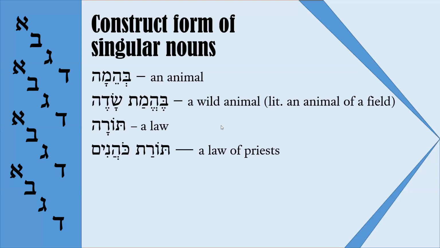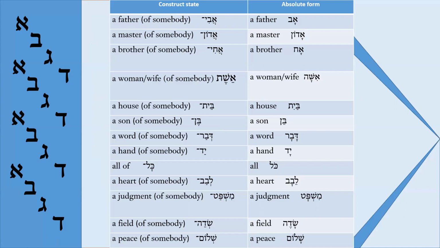Now, here are some examples for you in order to see how the reduction of vowels takes place. Some of the nouns are irregular. What it means is that they make the construct form in an irregular way. So we cannot predict it, like for example, bayit will be bet, or for example, isha, a woman, but in the construct state it will be eshet, a woman of or wife of.